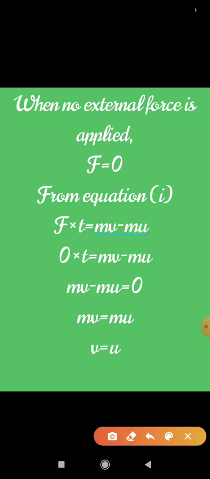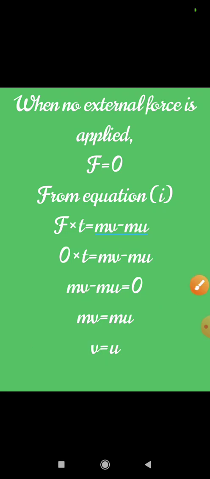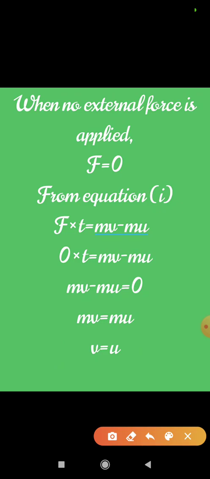What does it state? It states that whatever the initial velocity of the body is, the same will be the final velocity. Suppose a body is moving with a velocity of 2 meters per second. After 1 hour, or after a particular time, the velocity of the body will still be 2 meters per second, with no change in velocity, meaning uniform velocity. This indicates that if the external force on the body is 0, then the body will move with uniform velocity.